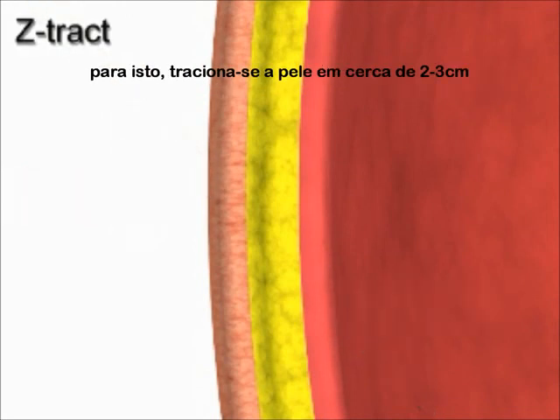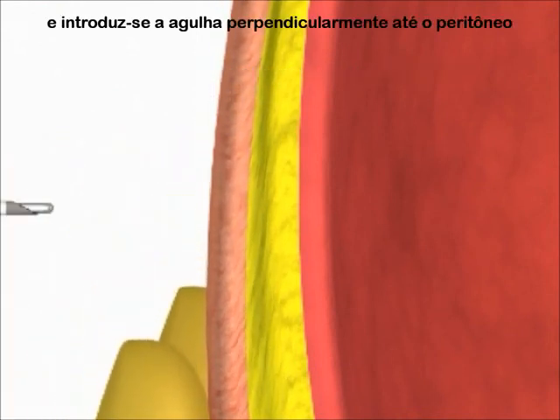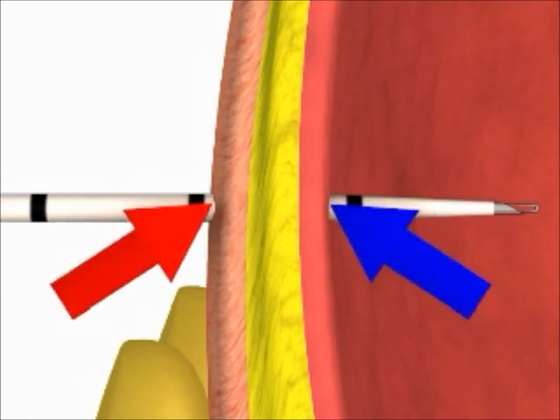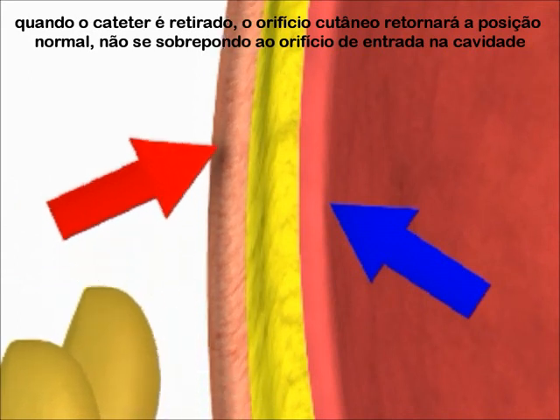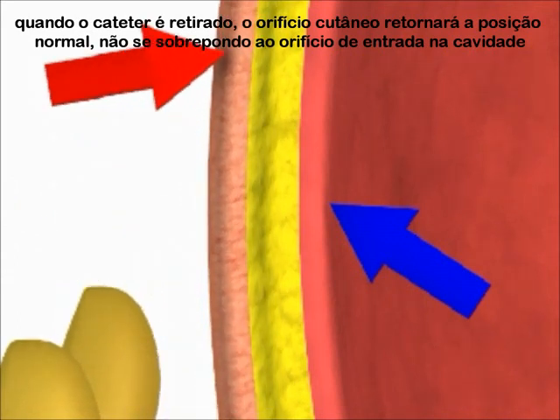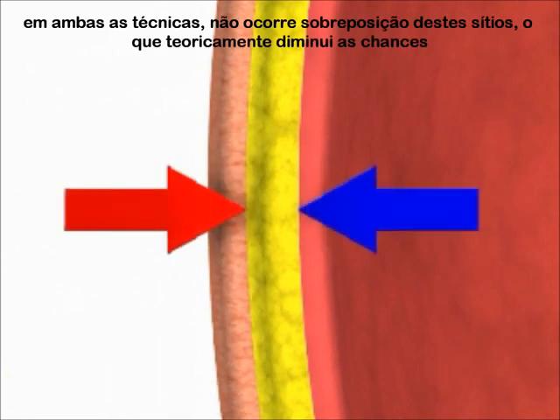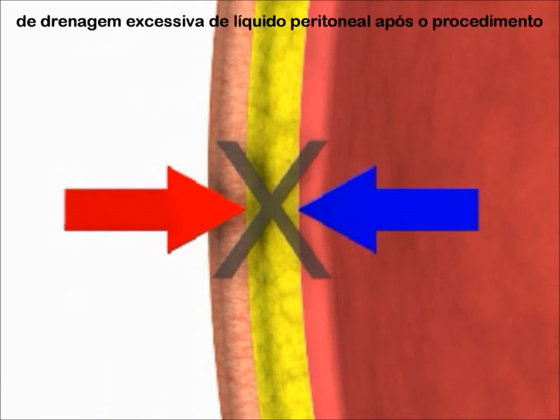In this method, the cutaneous tissues are pulled 2 centimeters caudad prior to needle insertion and advancement through the peritoneum. When the catheter is withdrawn at the end of the procedure, the cutaneous entry site will retract to its original position. Both techniques ensure that the cutaneous and peritoneal insertion sites do not directly overlie each other, theoretically minimizing the risk of an ascitic fluid leak following the procedure.